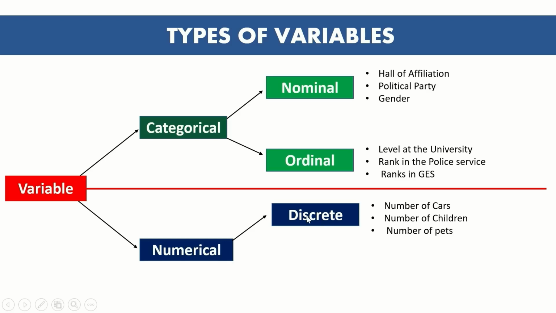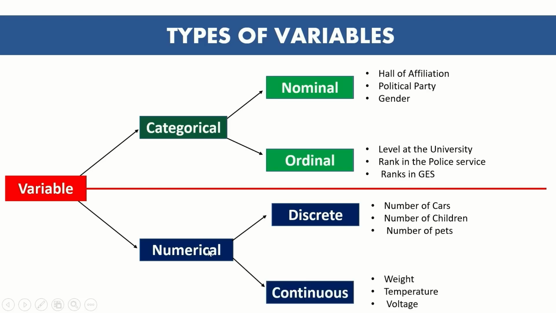Now, in the discrete variables, they are the things we count, and they cannot assume decimals. An example is number of cars. You cannot count the number of cars you have and say I have 2.5 cars. Which car is the 0.5? You cannot count the number of children you have and say my children are 8.3. Who is the 0.3? You also cannot count the number of pets you have and get a decimal. So the discrete numerical variables are variables that can be counted and they cannot assume decimals.